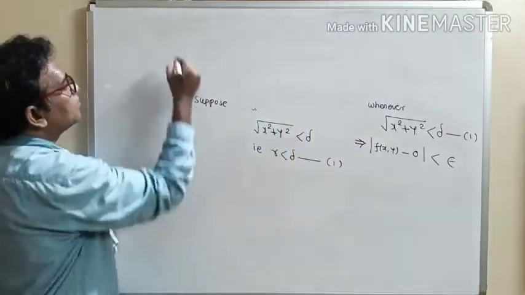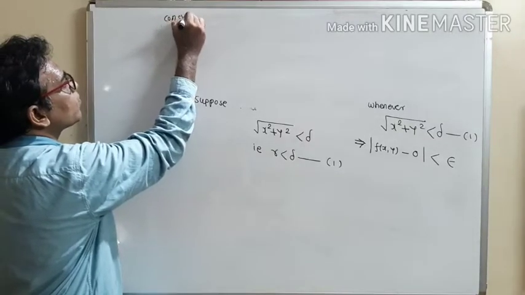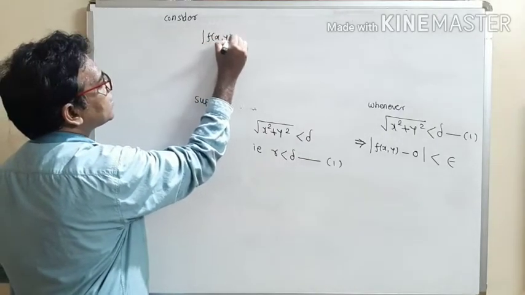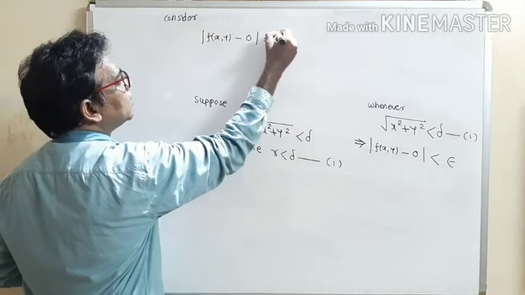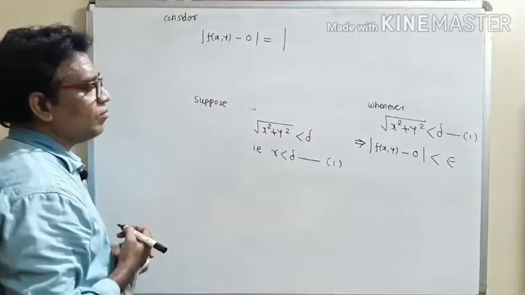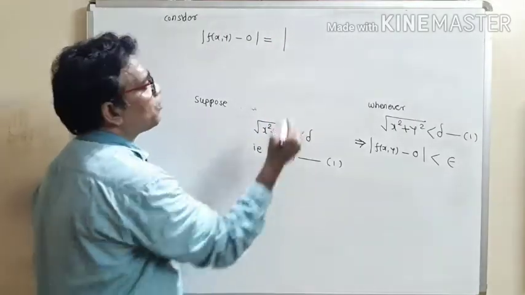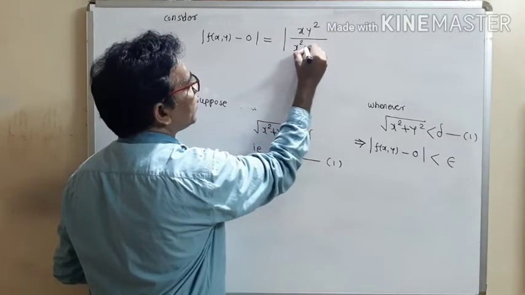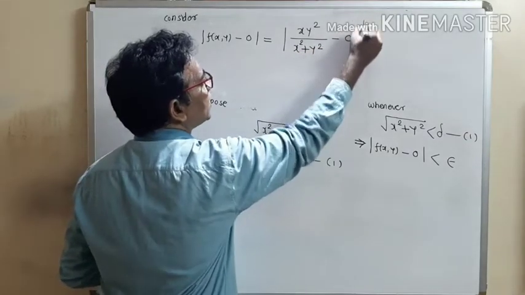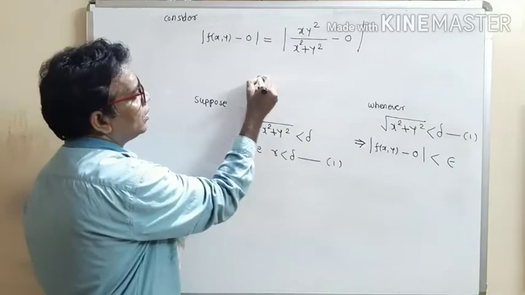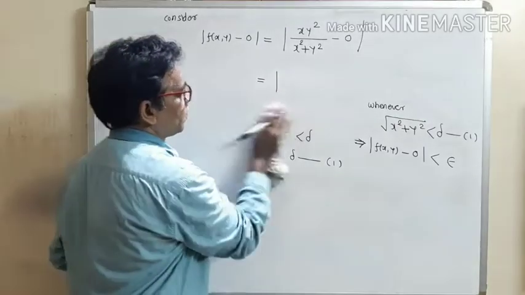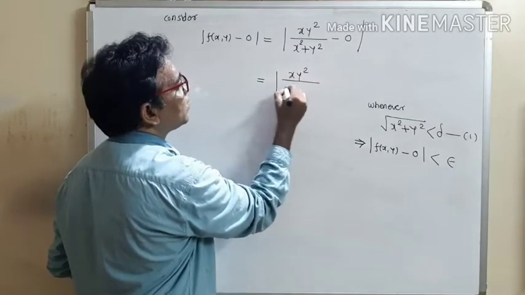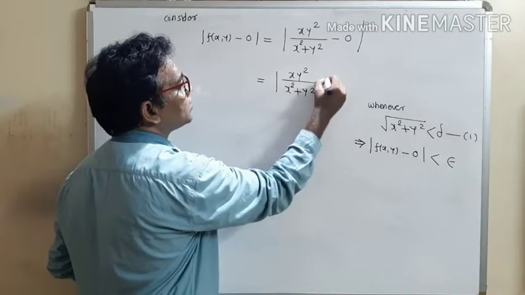So write down, consider, now find out this value. Modulus f(x,y) minus 0 is equal to modulus, now put the given function. What is the given function? This is xy square divided by x square plus y square, minus 0. This is equal to modulus, just write down the same function: xy square divided by x square plus y square.